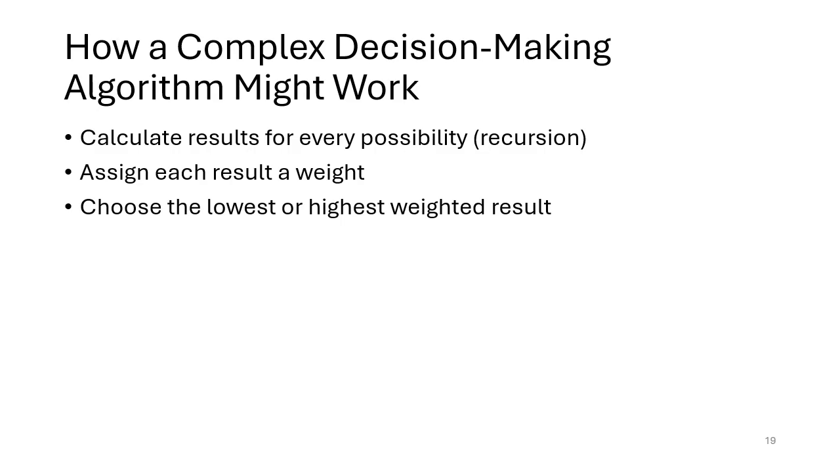So chess playing is a good example of how a complex decision-making algorithm might work. Look at all the different results, calculate what is the best and worst one using some sort of points-based system, and then you choose the lowest or highest weighted result. With a chess program, that would be based on whether the computer wins, or what the best outcome might be. It might be the shortest path to win, so it's not just that the computer wins, it might be that it wins as quickly as possible with the fewest number of moves. So it can be very complex with these advanced decision-making algorithms.